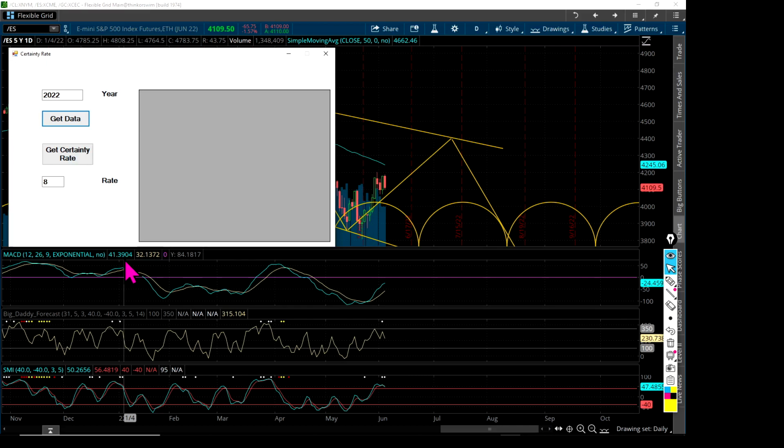So up here in the left-hand corner on this desktop app, it's kind of small, but it says certainty rate. That's just the name I gave it. By default, it's going to put the current year in here. We can change it to whatever year we want historically. Obviously, you can go back to 2021 and previous years, but we're going to leave it at 2022.